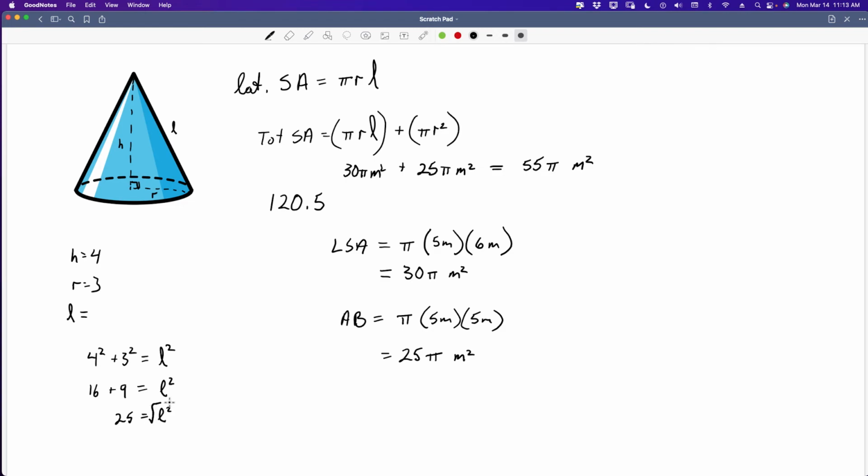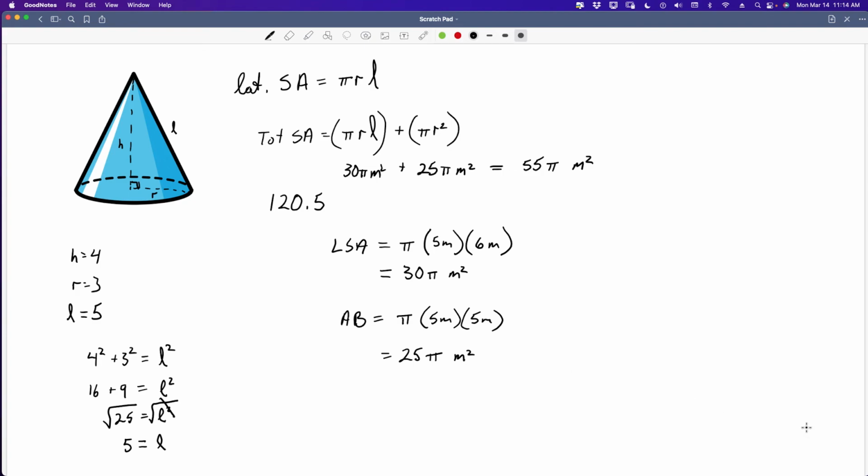And we know when we take the square root of both of these, this cancels. And the square root of 25 is 5. So 5 would equal the slant height. And that is how you would find the slant height of a cone, by using Pythagoras' theorem. Okay? So do not forget about that. We learned that for a reason. And this is one of those.